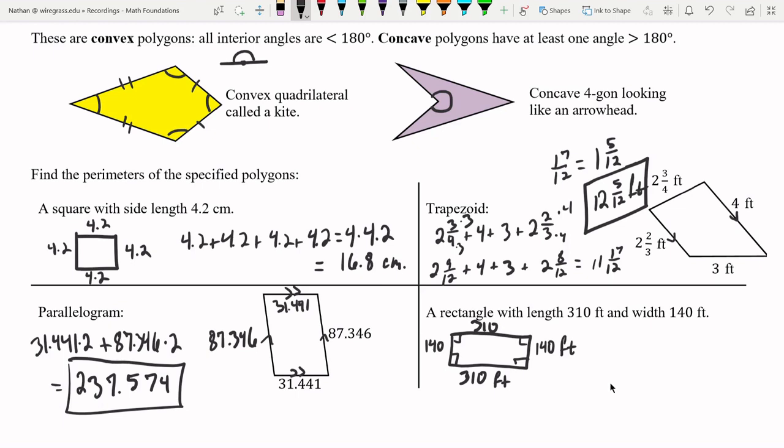So very similar to the parallelogram, all we have to do is go 140 times 2 plus 310 times 2. Adding that up, I get 900 for the perimeter, and it's going to be 900 feet.